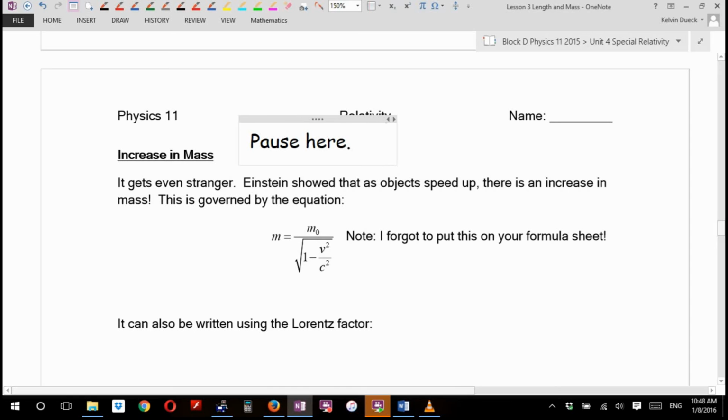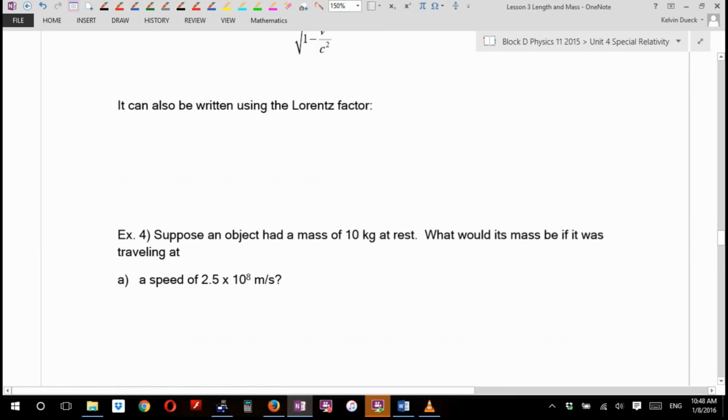I'm going to pause here. However, by the way, you're going to find out it gets even stranger. This one I'm not going to prove mathematically, but we're going to find that as you speed up through some mystical process, your mass increases. Things get heavier. And this is the one that I forgot to put on your formula sheet, but we'll do this on Tuesday.